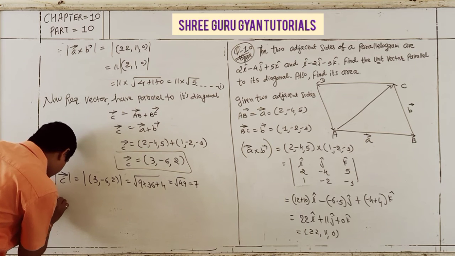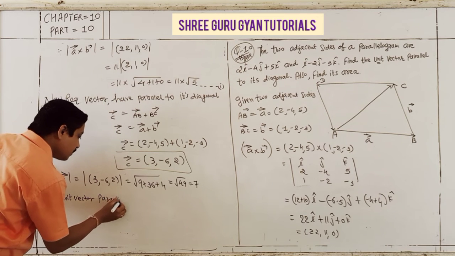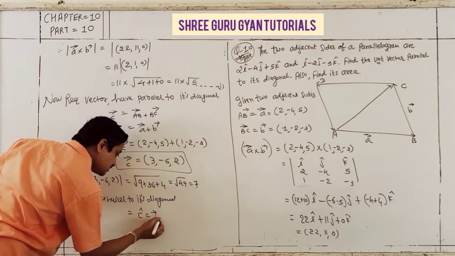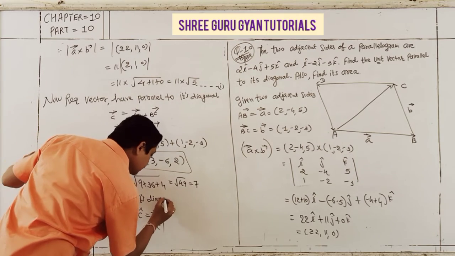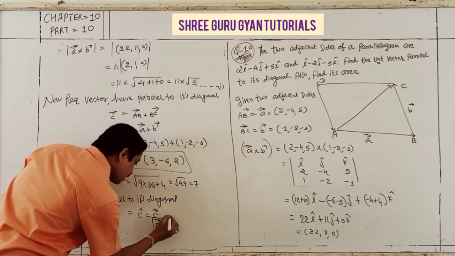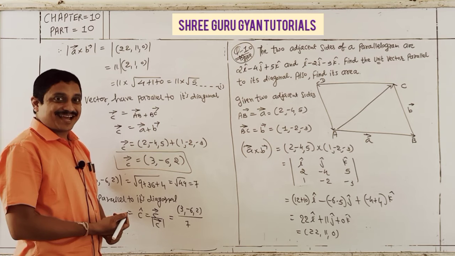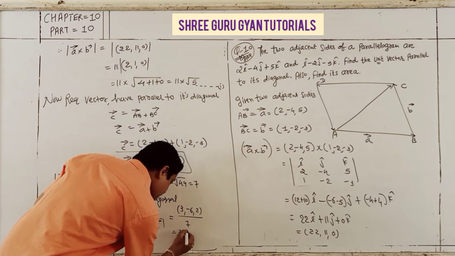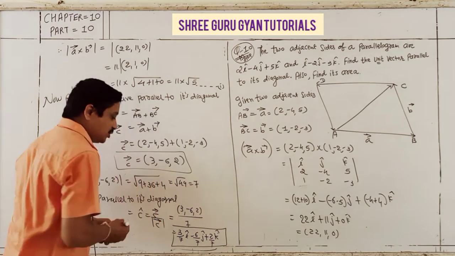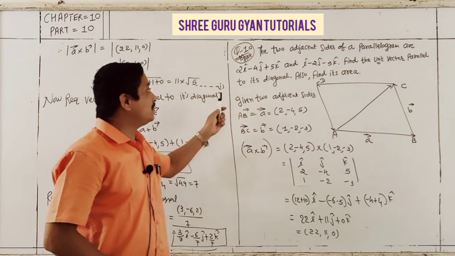So the required unit vector parallel to its diagonal will be C cap, C by modulus C. Yes, that's your answer, students. And C by modulus of C, your C vector is 3, minus 6, 2 divided by 7, and I will take it now in I, J, K. So students, 3 by 7 I, minus 6 by 7 J plus 2 by 7 K, that answer is the easy way to the unit vector parallel to its diagonal. Students, easily and happily done.